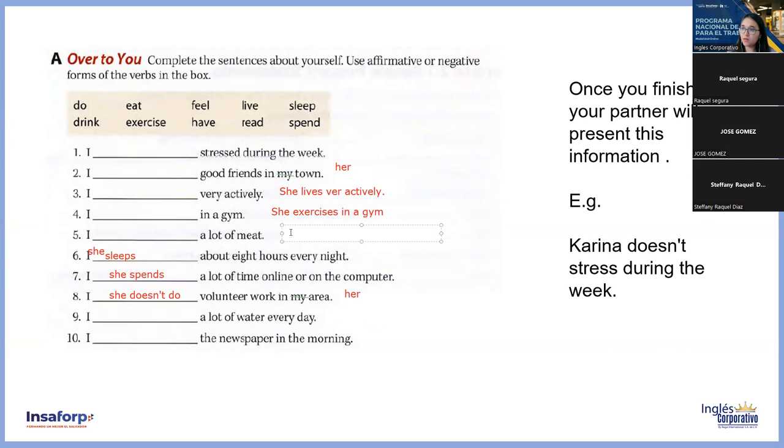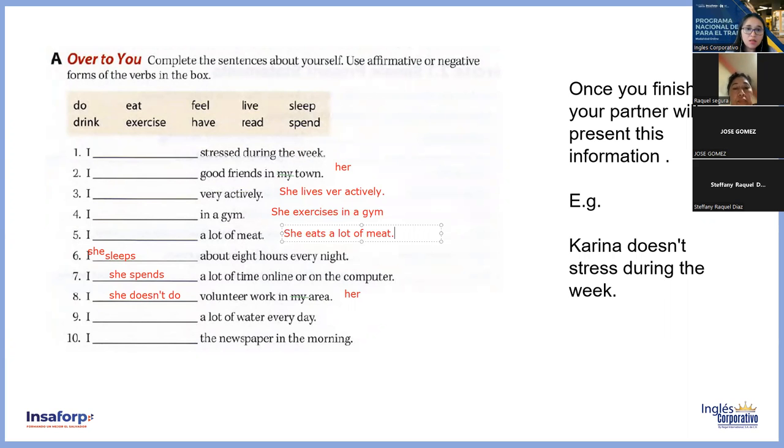She has, okay, podemos decir she has, pero en este caso vamos a utilizar el verbo eat. Okay, entonces vamos a quitar el has. She eats, right? She eats a lot of meat. Vamos a quitar el has y agregamos. Okay, thank you, Maybe. Okay, let's listen the next group.